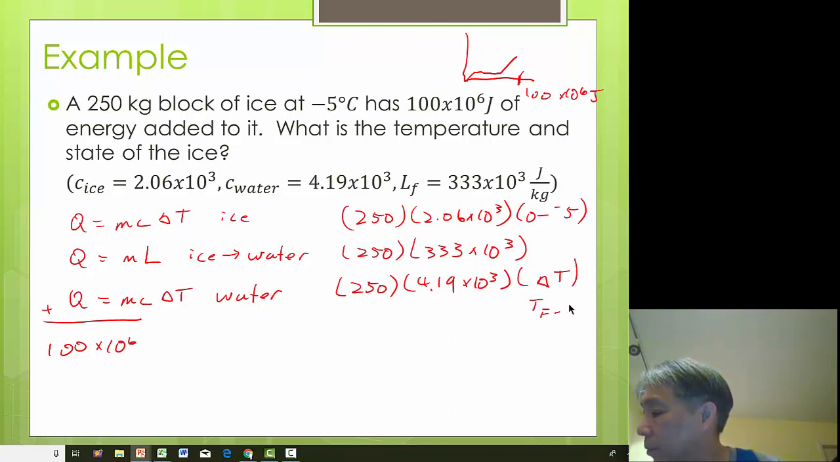Okay. And since it all adds up to 100 times 10 to the 6, see if you can figure out what the final temperature is, and we'll talk about that next class.